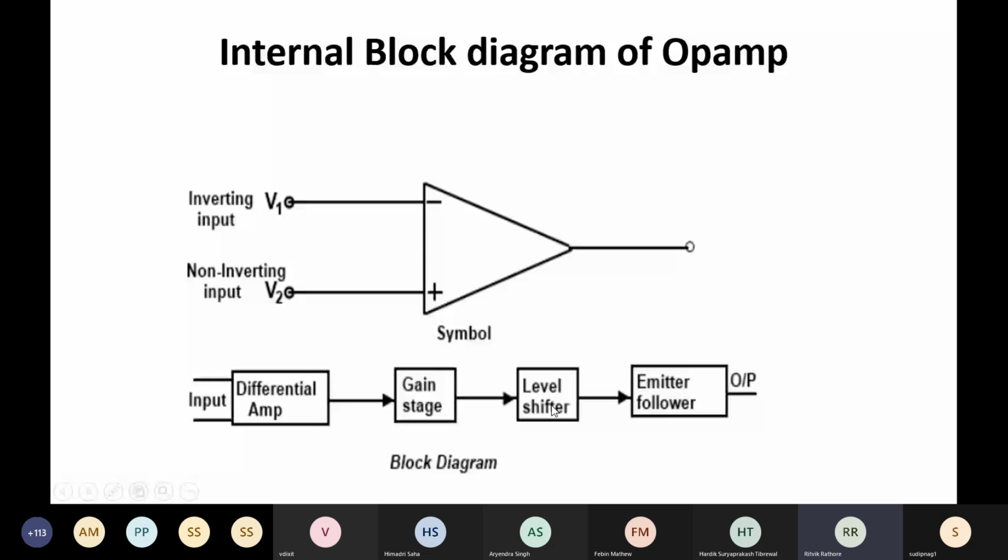The task of level shifter is to eliminate any DC which might be coming from the previous stages, because it is a very high gain amplifier. So any DC which might be coming from the previous stages might overwhelm the output. It might saturate the output. So that needs to be removed. So that is the task of level shifter. And finally, there is an emitter follower or common collector, common drain amplifier, which will just work as a buffer stage, having very high input impedance and low output impedance.